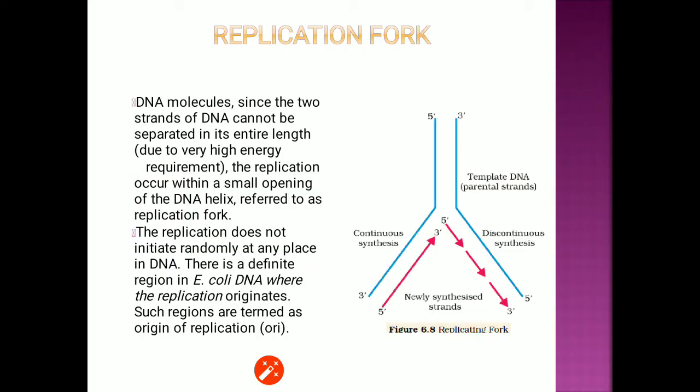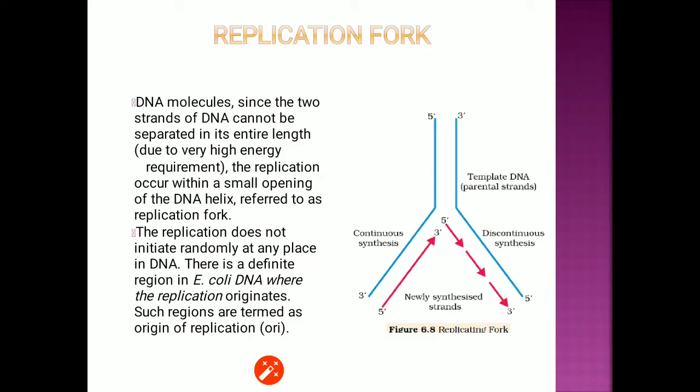Now about the replication fork. As you are able to see, at the site of ori, due to the breakdown of hydrogen bonds, we get a Y-shaped structure. When we read the polarity, that means either it is 3' to 5' or 5' to 3', we need to take it from the broader end of the Y instead of the narrow end. That means while reading the polarity, we will start from the wide part.